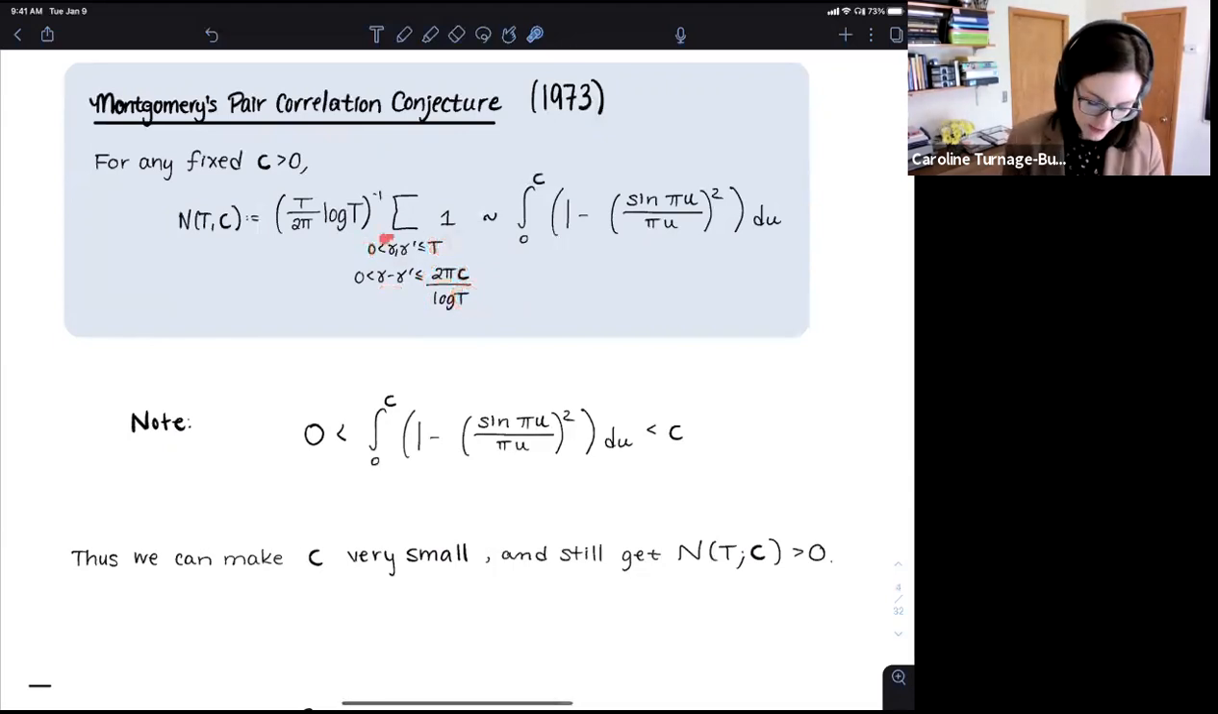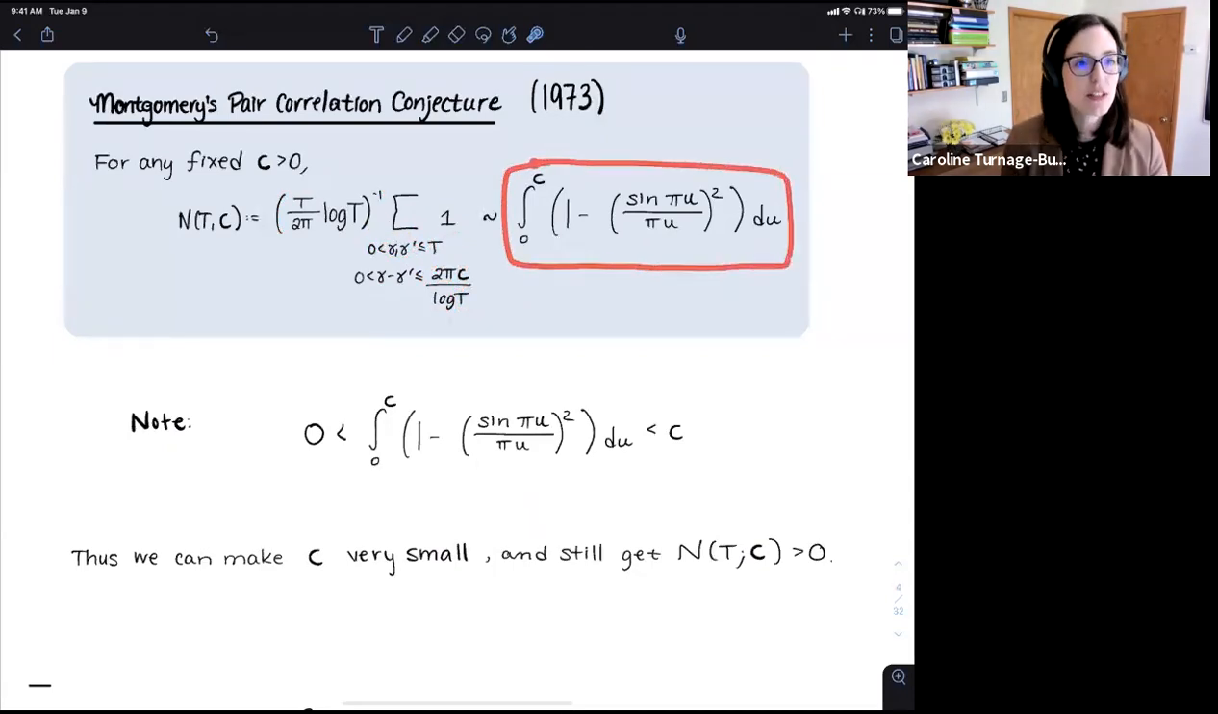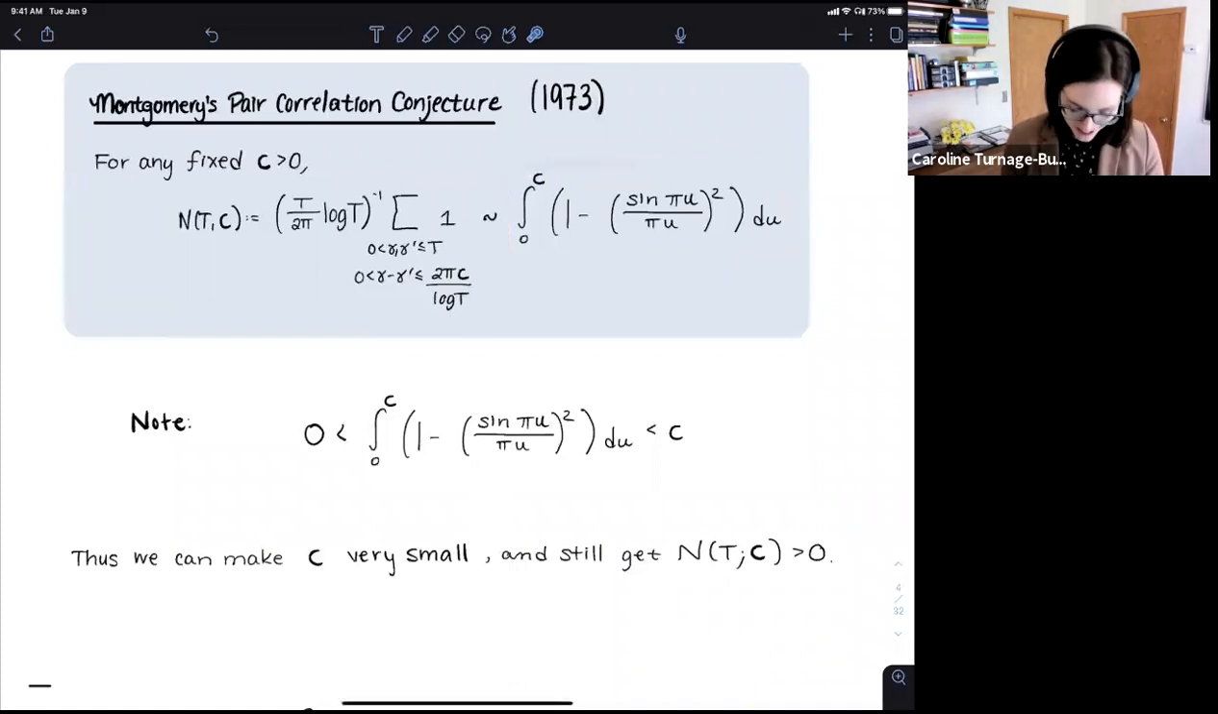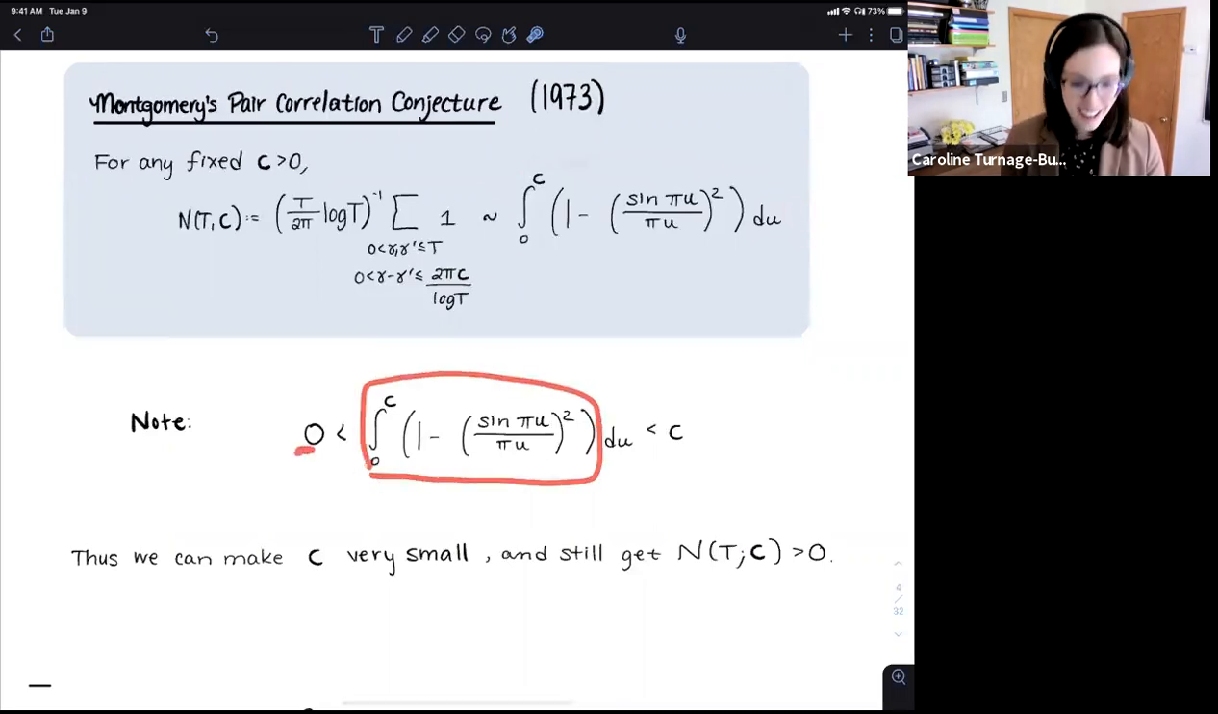So we're going to count pairs of zeros closer together, where I can vary c, and then I'm going to divide out by the number of zeros total. And Montgomery conjectured that what I have here, which I'm putting in red, is the right way to approximate this, or here's an asymptotic. And here's one thing to note: this integral is always positive and always strictly less than c.